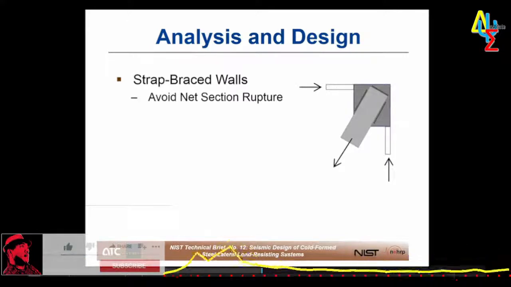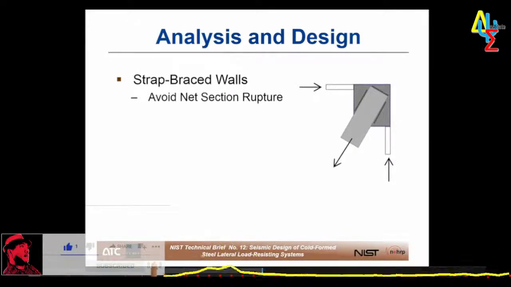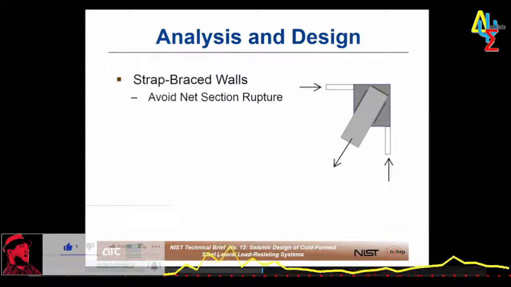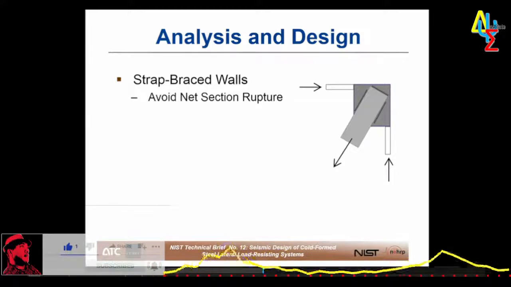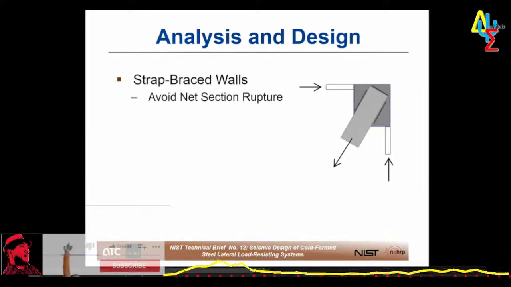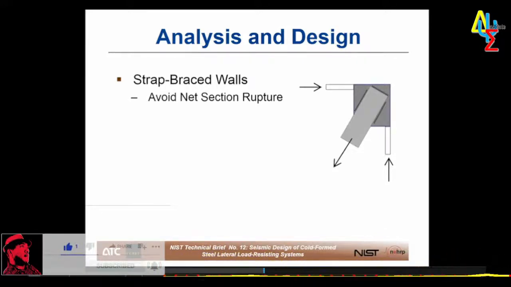So to ensure that the yielding of the strap can occur, in other words, that we can activate the designated energy dissipating mechanism, it's critical that net section rupture of the strap is prevented. Net section rupture is where the strap at the connection fails brittly for practical purposes. In other words, it's not allowed to yield. The connection just kind of comes apart.